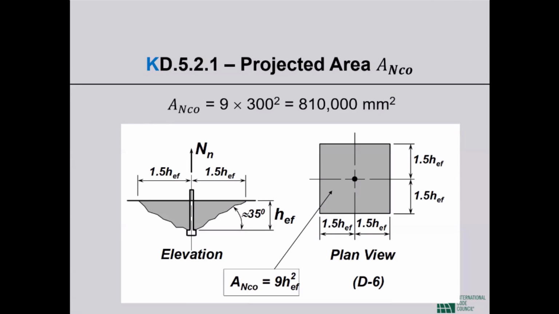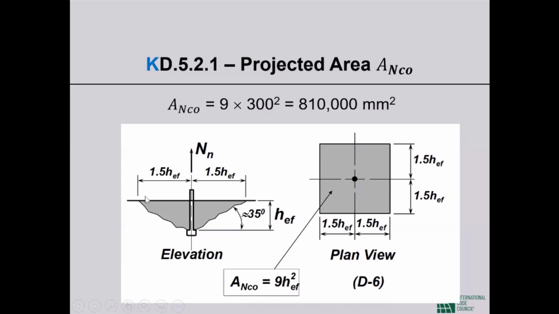Okay, A sub n0 and A sub n. So A sub n0 first. We have an anchor subject to tension. This is the anchor in elevation. This is the anchor in plane. If the failure angle is 35 degrees, then this distance is 1.5 embedment depth. This distance is 1.5 embedment depth, and it is the same into and out of the screen. That distance is 1.5 embedment depth.